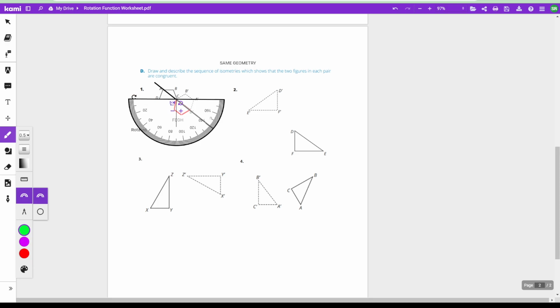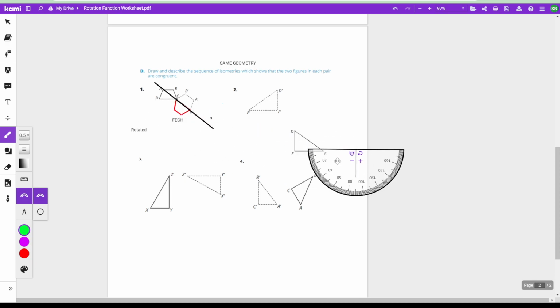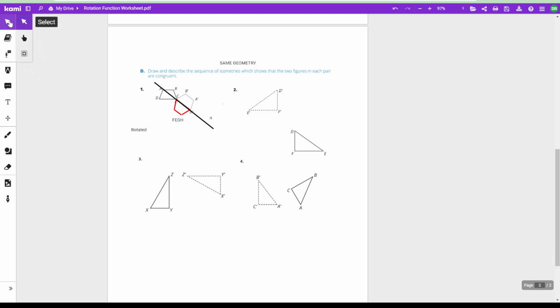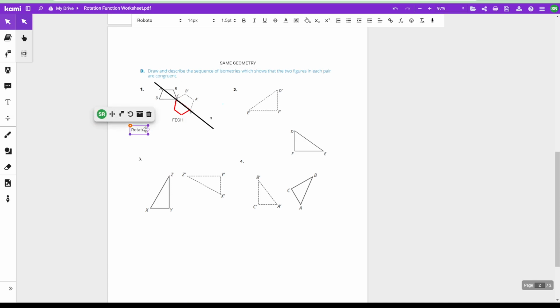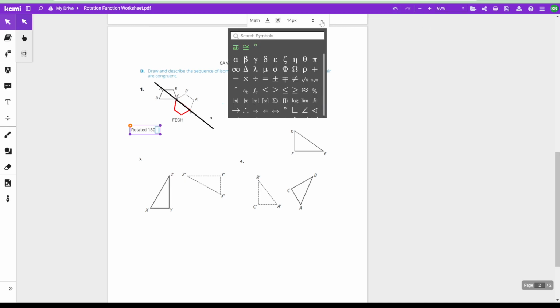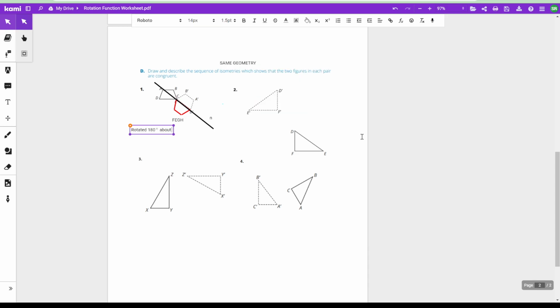And this is our 0-degree line. So we're going up 20, 40, 60. We can see that it was rotated about 140 degrees, right? And in this direction, which is counterclockwise, which is positive, right? So we'll say rotated 180 degrees, and let me get the symbol for degree, about point C. Okay.